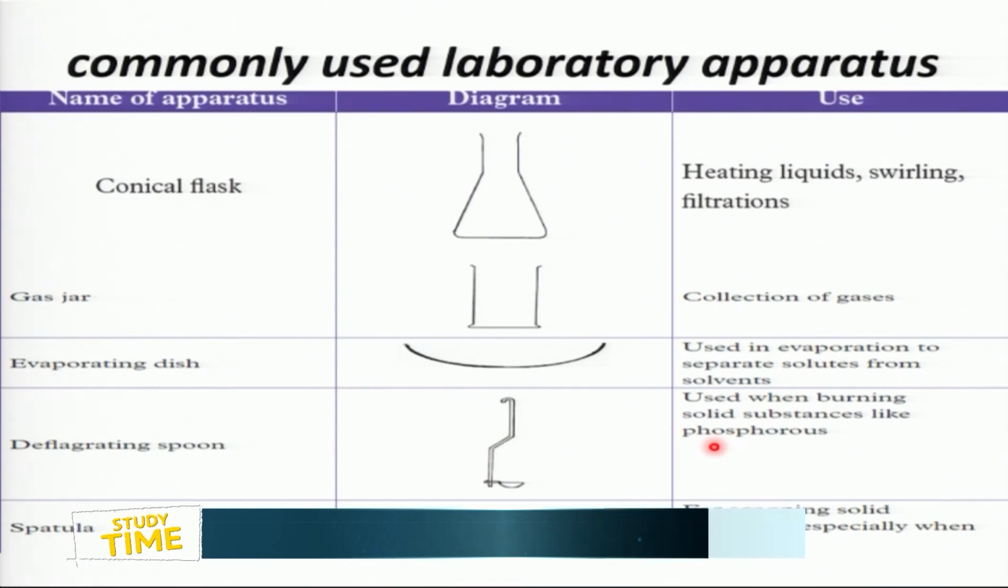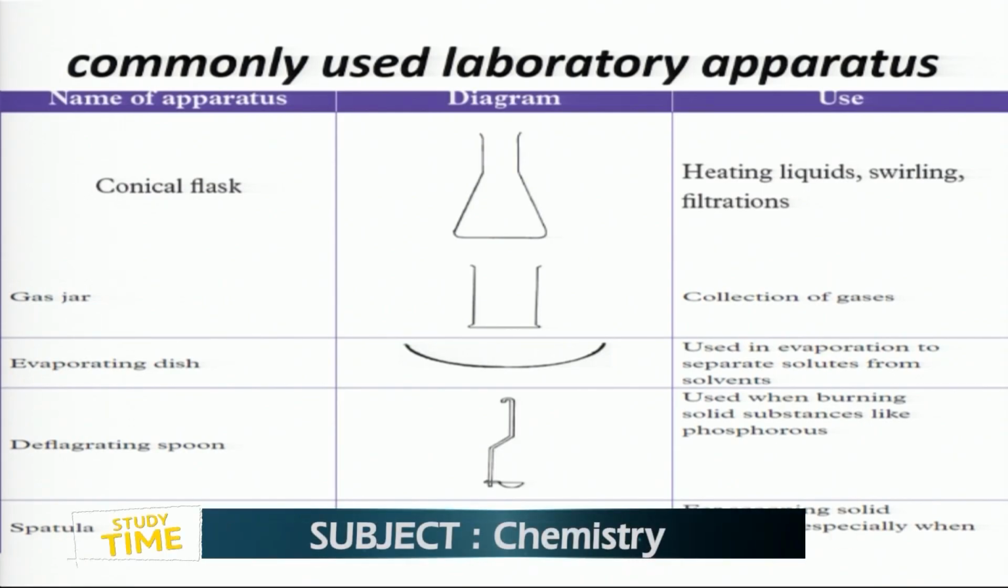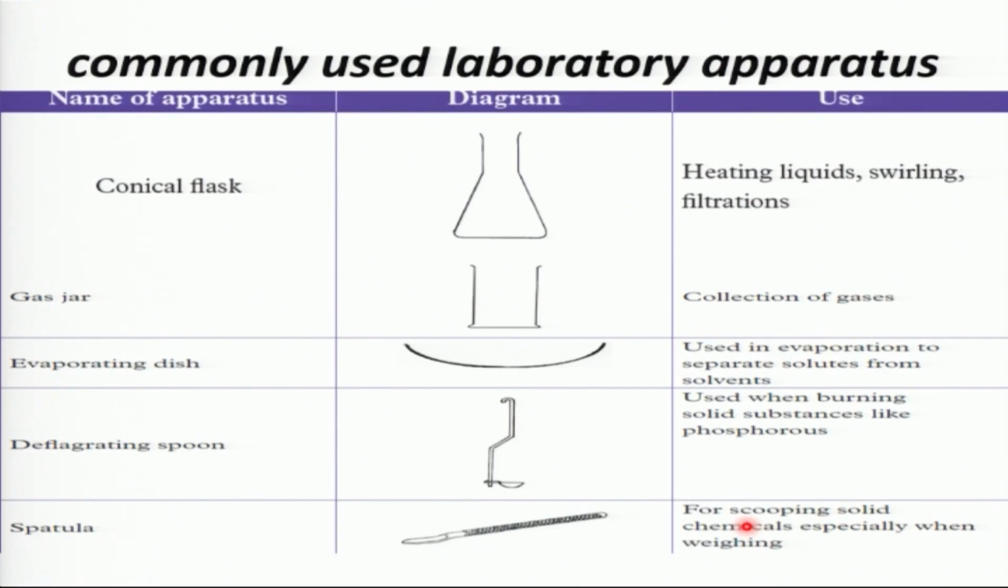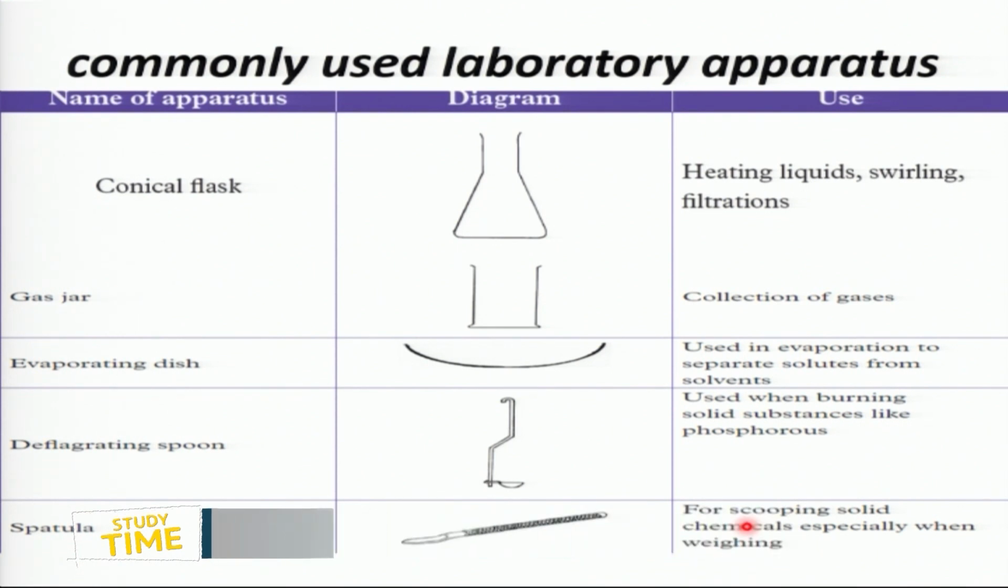All right? So we have a spatula. This is the diagram of a spatula. A spatula is like these common small spoons. It is used for what? It is used for scooping solid chemicals, especially when weighing. So when you have some solid substances and you want to transfer them from their container to where you want them to be measured, you use this spatula.